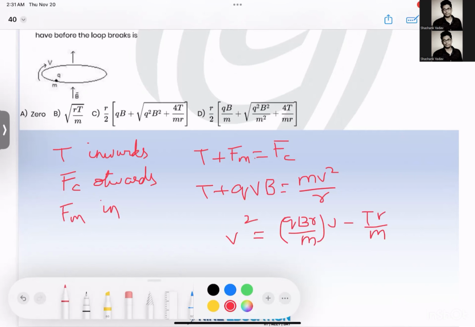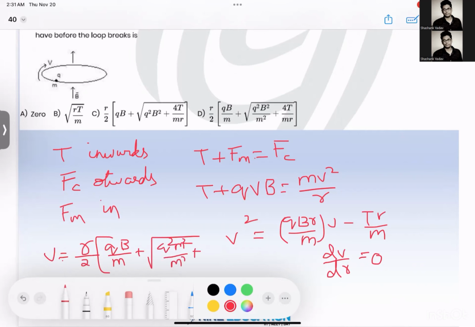To find the maximum value of V, we have to do the differentiation and set dV by dr equal to 0. If we put this, then we will find V is equal to R by 2 into QB by M plus under root Q square B square by M square plus 4T by MR. That is, the answer is D.